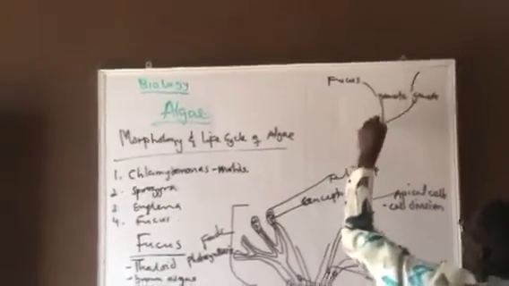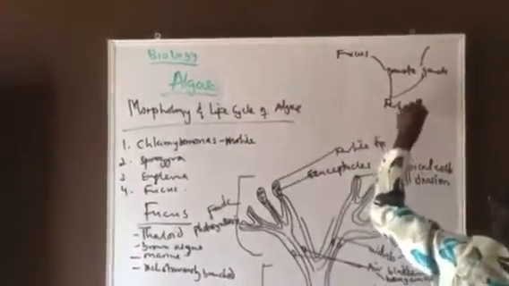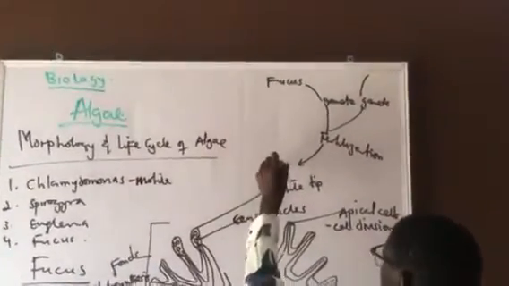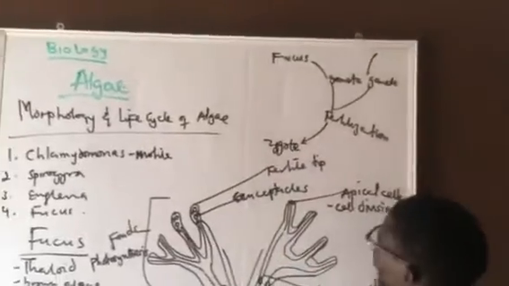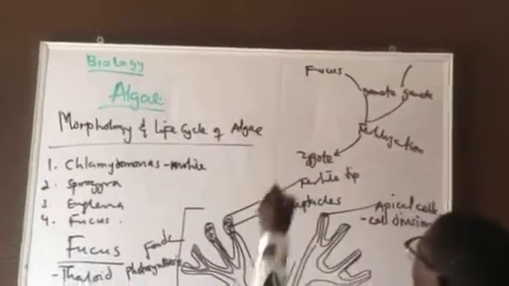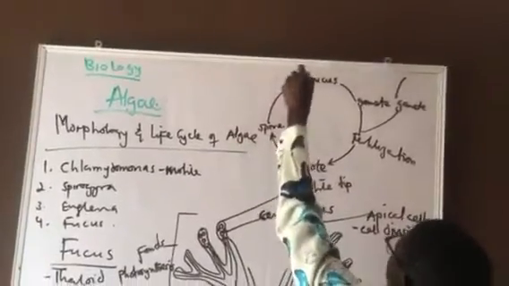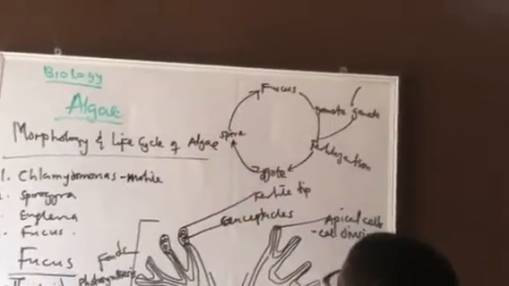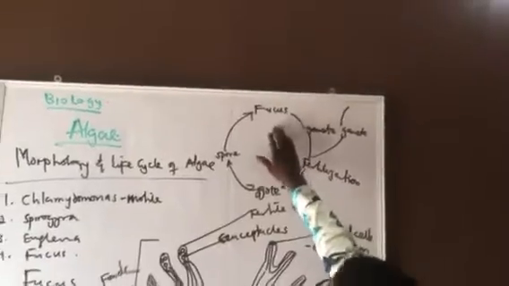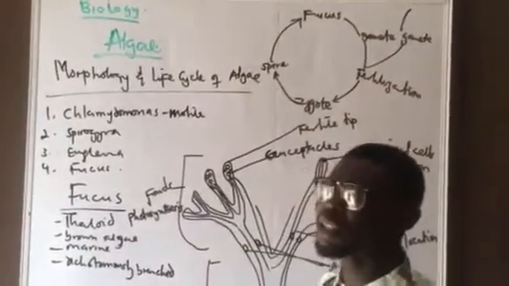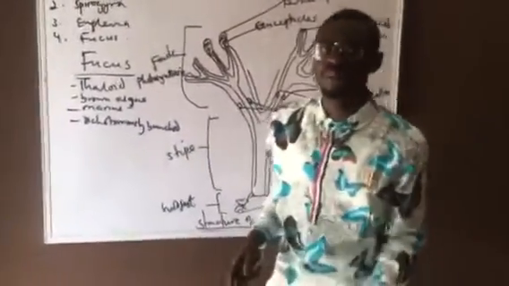Then we now have fertilization. So after the fertilization takes place, there will be formation of zygote. So these zygotes will develop into the main FUCUS plant. So the FUCUS give gametes, and the gametes carry out fertilization. The male gamete is usually motile, so it can move to fertilize the female.